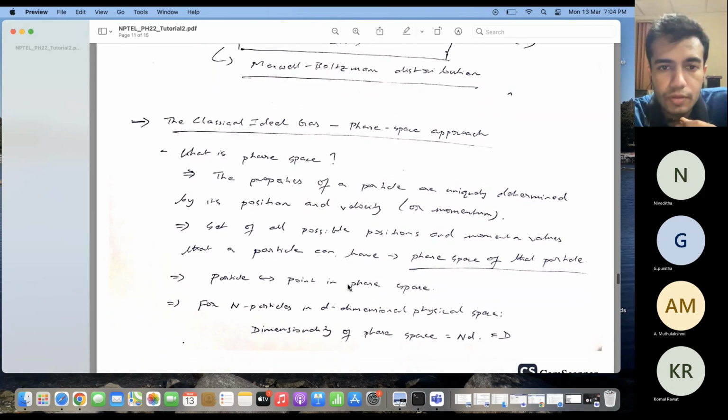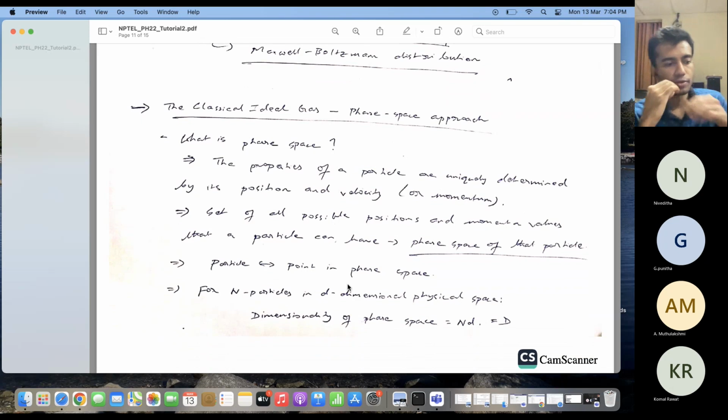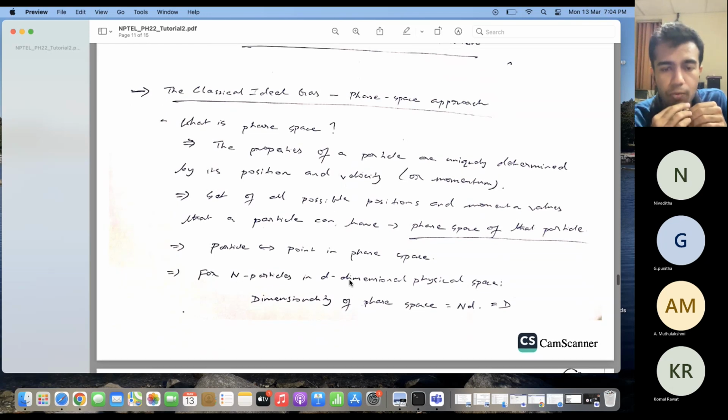So now we move on to the phase space approach. This is like a classical approach. I mean, a more classical approach of doing this. So what do we mean by a phase space? So can anybody tell me how do we define a phase space? Yes.